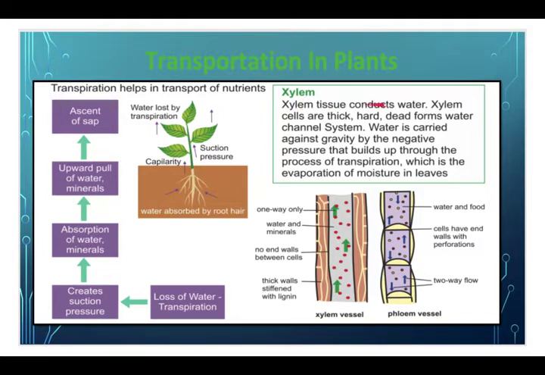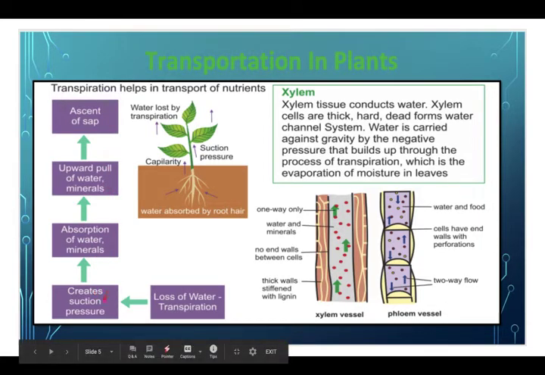Xylem tissue conducts water, and xylem cells are thick, hard, dead, and form water channel systems, and water is carried against gravity by the negative pressure that builds up through the process of transpiration, which is the evaporation of moisture in leaves, and in that way a transpiration pull creates an ascent of sap in the xylem vessels, and in that way, through the whole length of the plant, the water moves up in the upward direction.